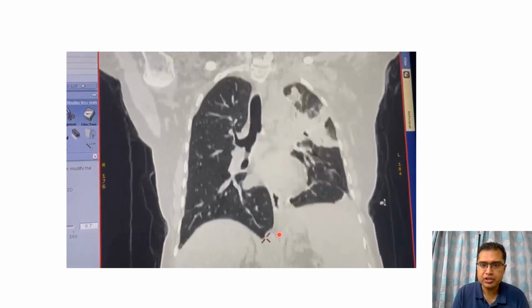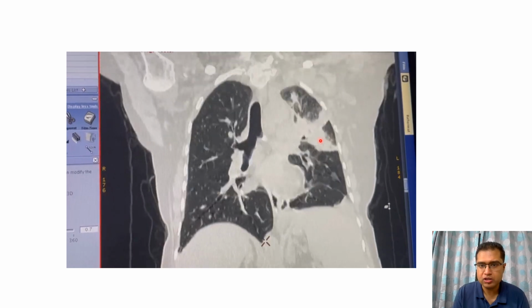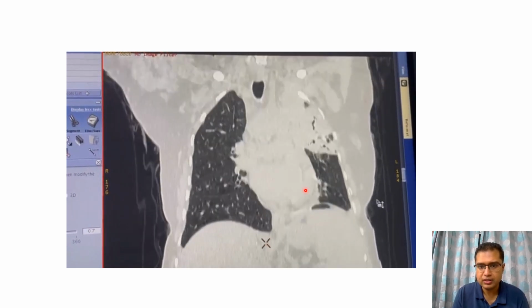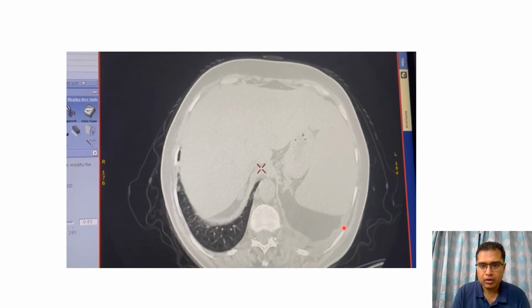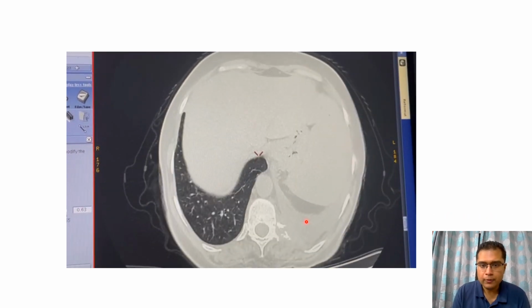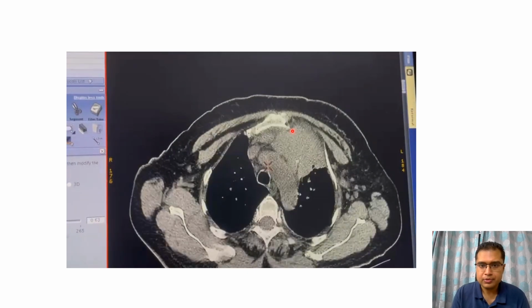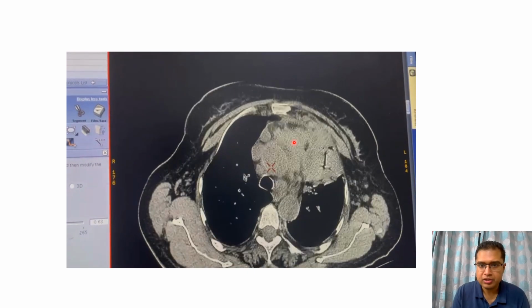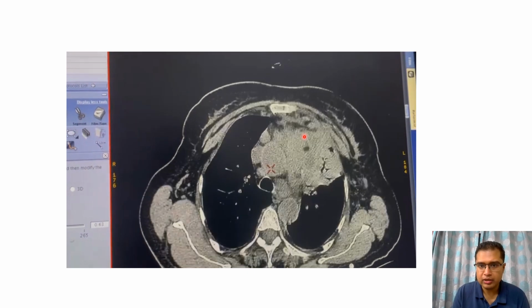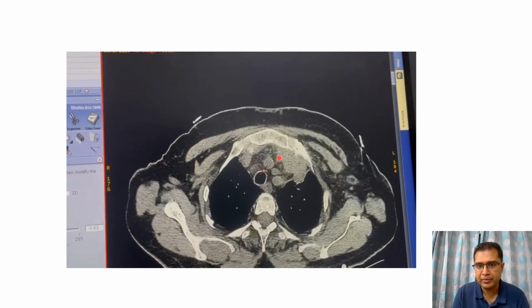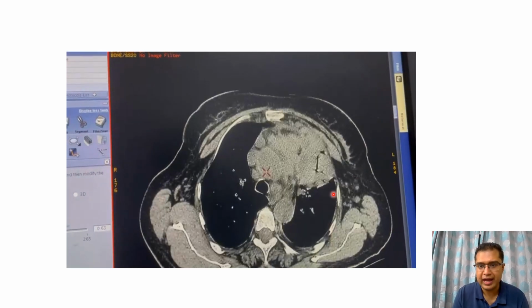These are the coronal sections where again we can see that area of consolidation with air bronchogram and surrounding ground glass opacities. Coming to the mediastinal window, I'm scrolling again from cranial to caudal direction where we can see this particular area of consolidation with some enlarged lymph nodes in the mediastinum as well as in the left axillary region.